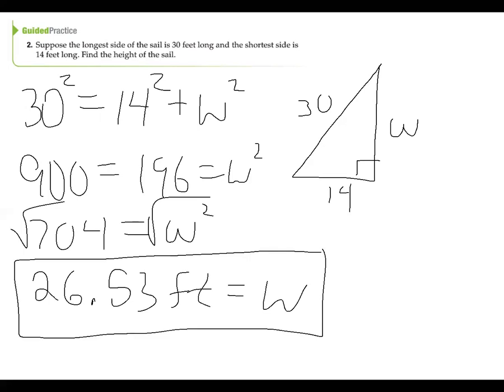Now, think about this. This makes sense. The longest side has to be the hypotenuse, which is 30, and 26.53 is less than that. They told you that 14 is the shortest side, so your answer for W should be larger than 14. So you know before you even do anything, if you're thinking about it right, that W has to be somewhere between 30 and 14, which 26.53 is. We seem to have done the steps correct, so we should be pretty confident in our answer here. Okay?